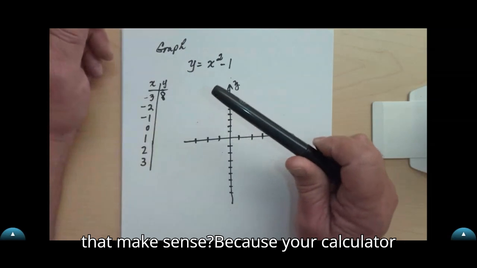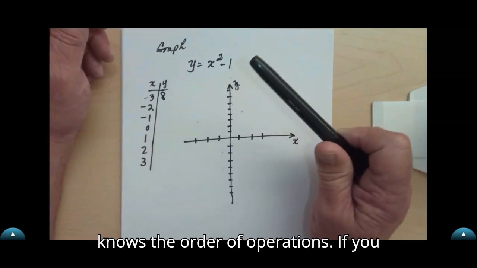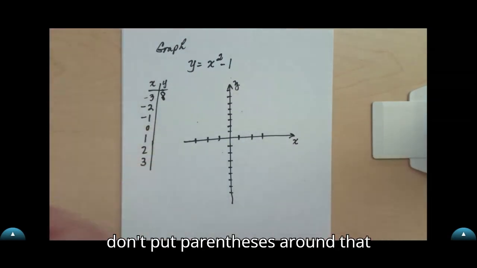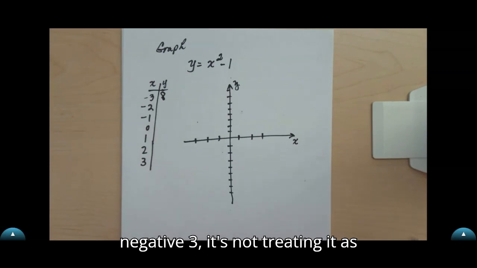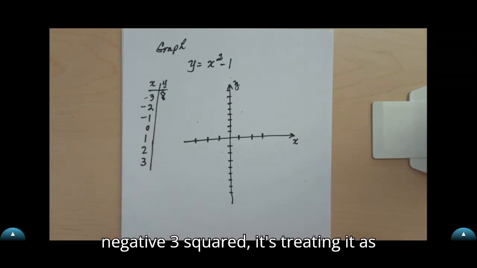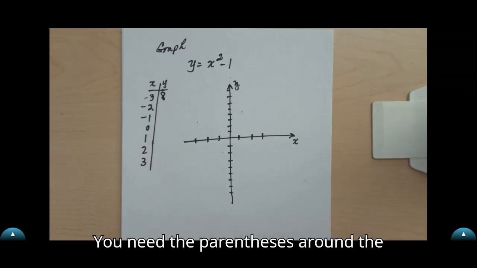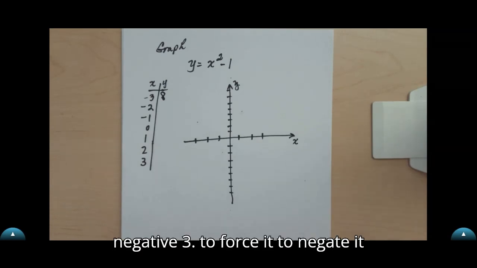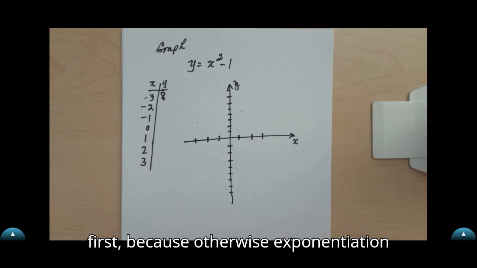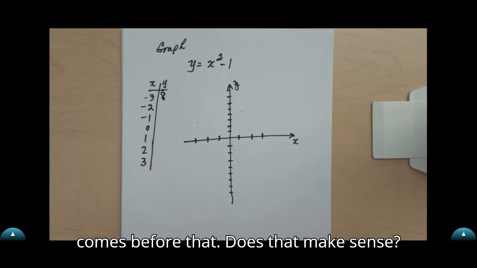Does that make sense? Because your calculator knows the order of operations. If you don't put parentheses around that -3, it's not treating it as -3 squared. It's treating it as the negative of 3 squared. You need the parentheses around the -3 to force it to negate it first, because otherwise exponentiation comes before that. Does that make sense?